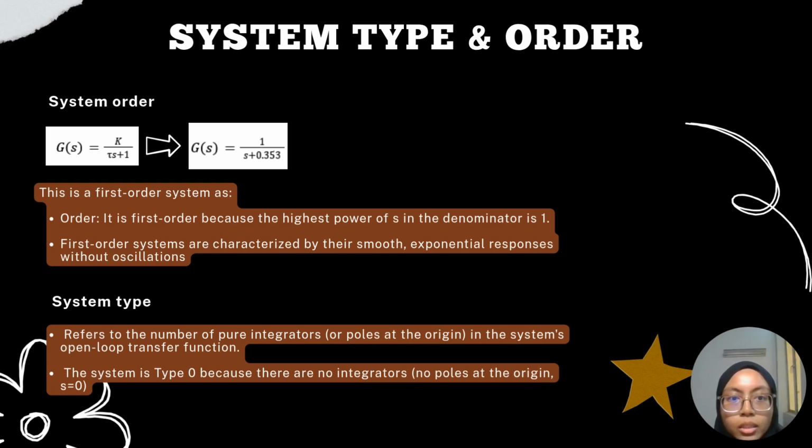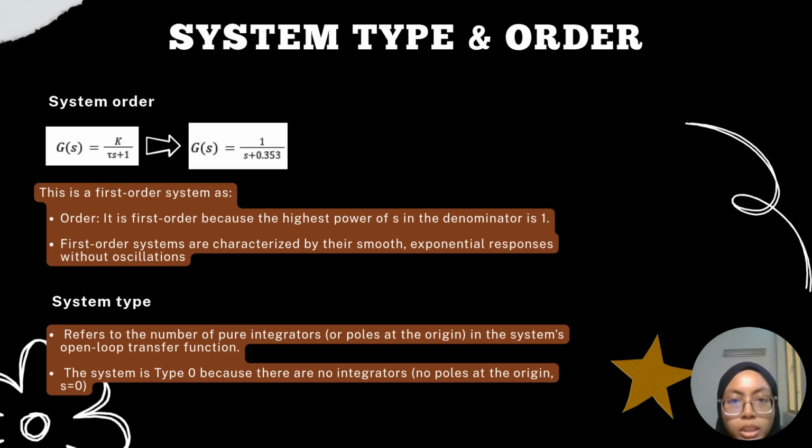Moving on to the system type and order, our system is classified as a type 0 first order system. For the system order, the order is determined by the highest power of s in the denominator of the transfer function. In our case, G(s) equal to K divided by tau s plus 1. And when it is simplified, it becomes G(s) equal to 1 over s plus 0.353. So it is actually a first order system.